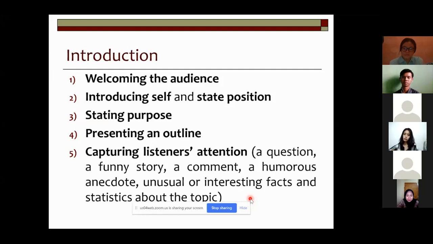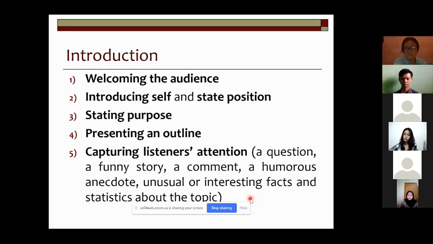I taught you last week how to state your complete name, and then your major, your department, your faculty, and the name of your university. So please introduce yourself, your complete name, and state your position. If your position is a student, then say so, with a complete name, complete department, complete faculty, and complete university.